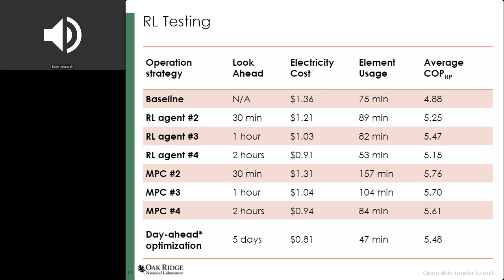And finally, we used a day-ahead optimization in which we assume that we have perfect information about the future, and we optimize the operation of the water heater accordingly. And as a result, day-ahead optimization achieved 0.8. So the difference between RL agent number 4 and day-ahead optimization is not significant. This shows that our RL agent is promising.